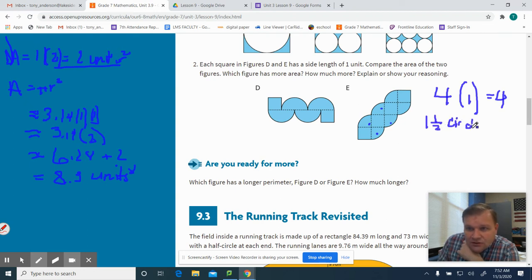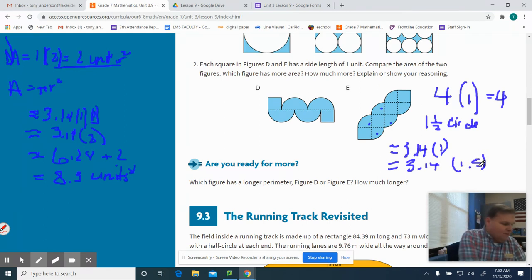So we still want to use that formula. So I got approximately 3.14. And if we look at this, 2 of those are going to make a diameter, so the radius would still be 1. So that means I've got approximately 3.14 square units, but I've got 1.5 of those. So I've got to multiply that by 1.5.